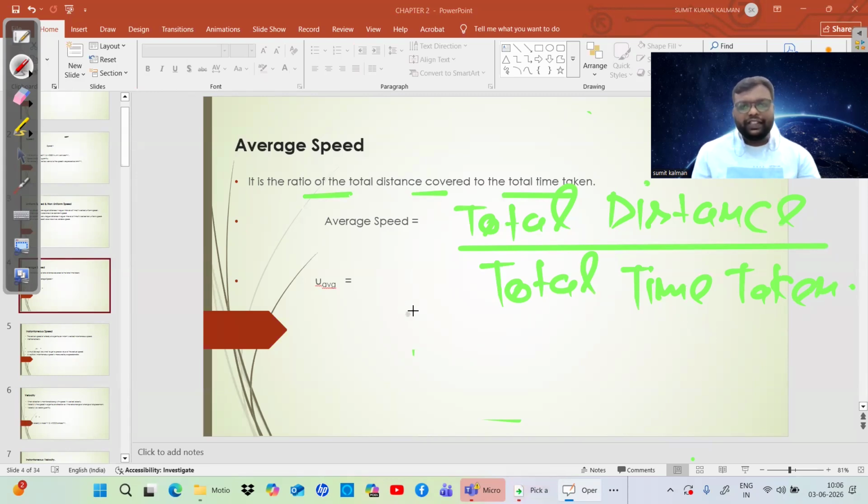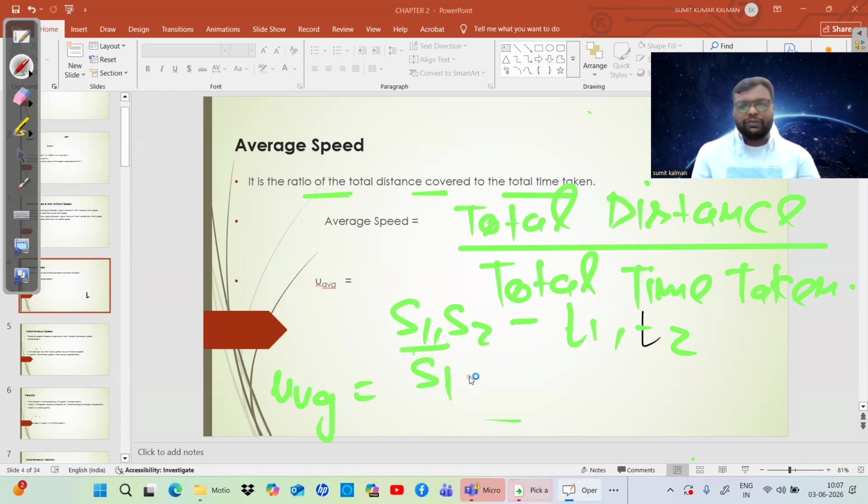So suppose S1 and S2 are the distance covered in time T1 and T2, then how to write average speed? V average is equal to total distance, which will be S1 plus S2, and total time will be T1 plus T2. So in this way you have to write. So this was all about average speed.